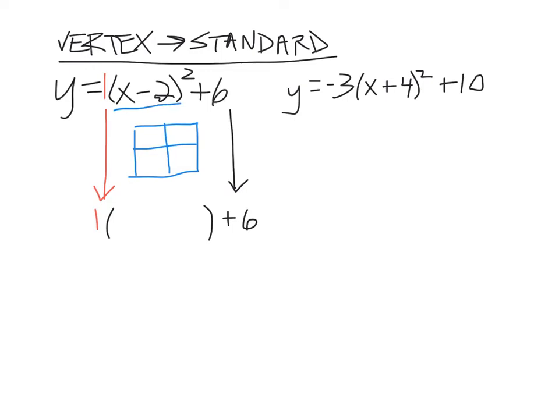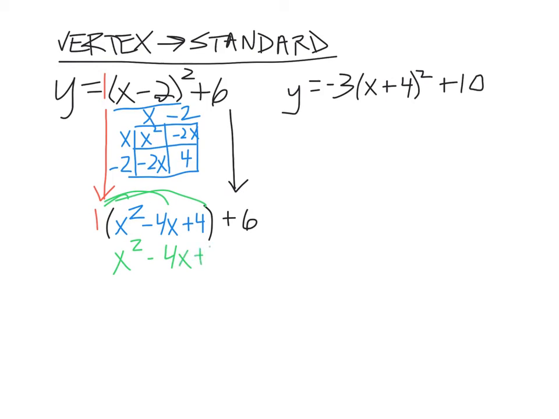So I'm starting with x minus 2 squared. What that means is a square with sides x minus 2, or x minus 2 times x minus 2. Either way you want to think of it. So that's going to give me x squared minus 2x minus 2x plus 4. I put that in my parentheses. X squared minus 4x plus 4. Now, when I distribute my 1, it really doesn't do anything. So I'm just getting x squared minus 4x plus 4.